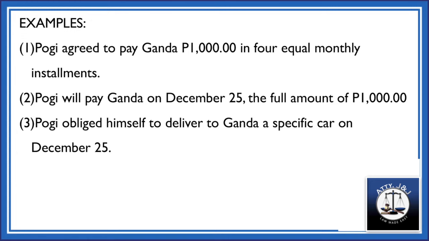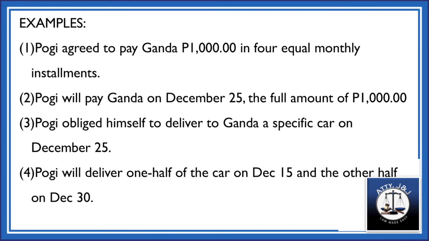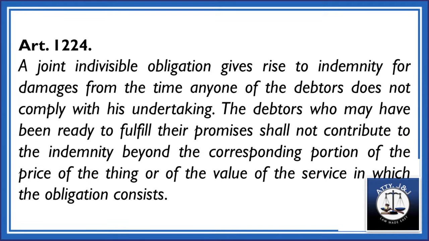Now, suppose the agreement is that Pogi will deliver one half of the car on December 15 and the other half of the car on December 30. And let's assume na nag-agree talaga yung dalawa, si Pogi at si Ganda, okay lang sa kanila ganun. Half nung car, tapos later on pa yung half. Will the obligation be divisible or indivisible? So the obligation is still indivisible, and Pogi must deliver the whole car either on December 15 or December 25. Okay, that's it. Proceed tayo kay Article 1224.